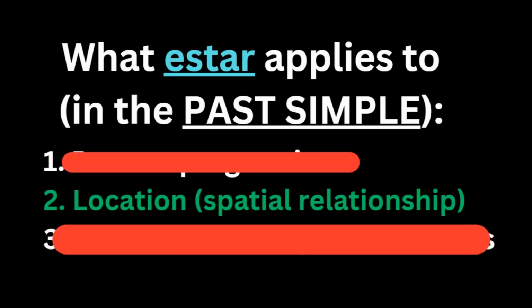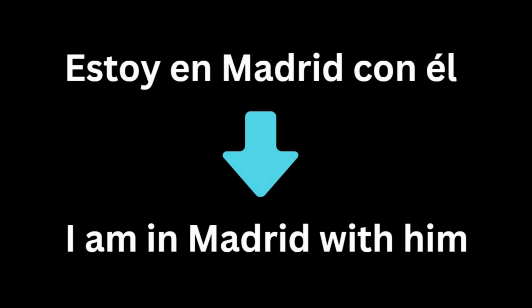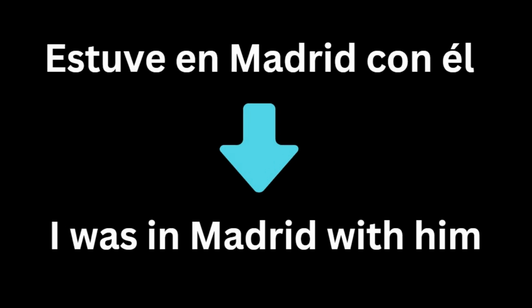I can say a sentence like estoy en Madrid con él, I am in Madrid with him, but if I want to say this phrase in the past, I'd simply say yo estuve en Madrid con él, because my action was finished in the past, meaning that I never returned there. And of course, you can make any sentence you want, but just be careful with using locations in the past.